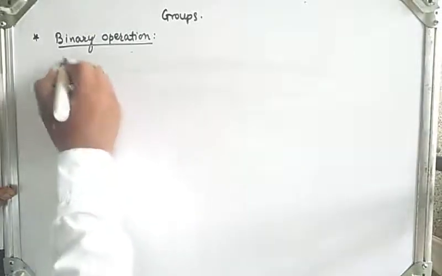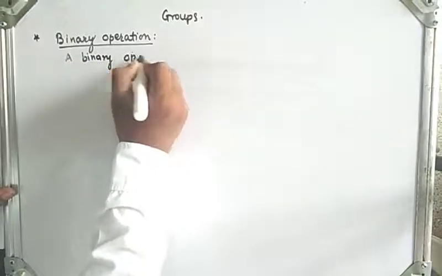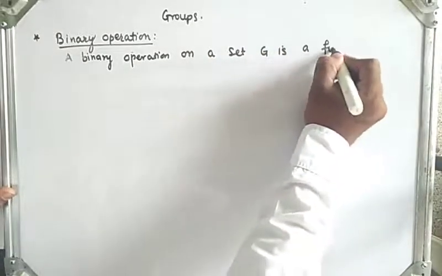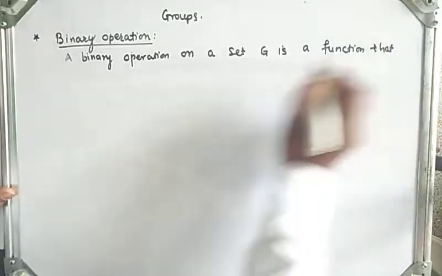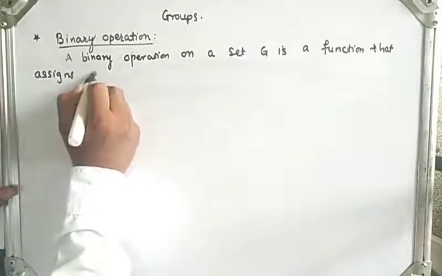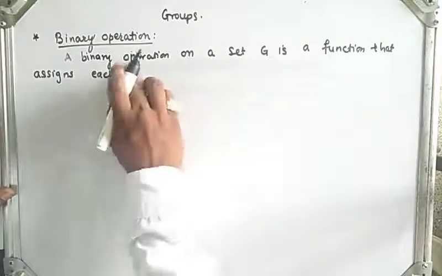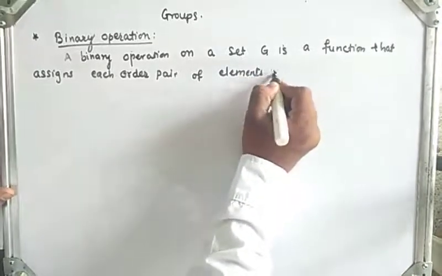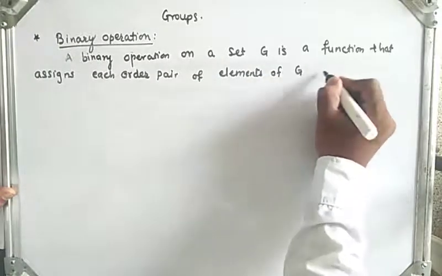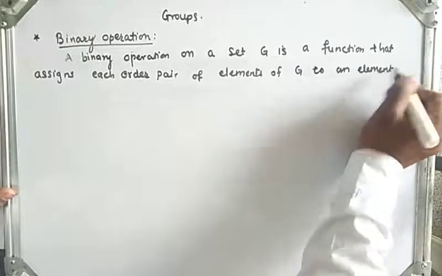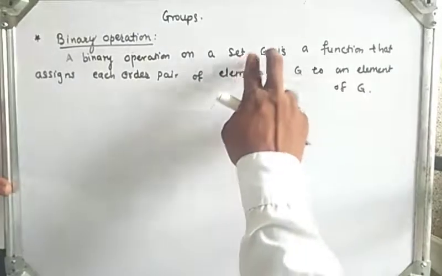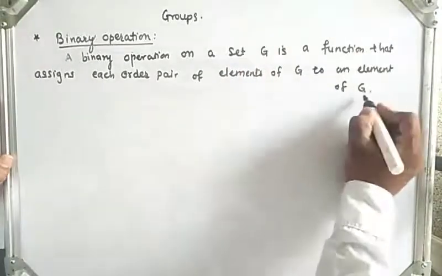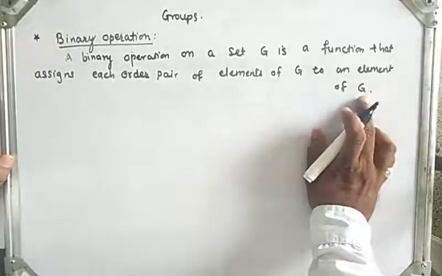A binary operation on a set G is a function that assigns to each ordered pair of elements of G an element of G. That means I take two elements from the set G, and under the binary operation star we get a new element, which again belongs to that set G. Then we say that star is a binary operation on that set.